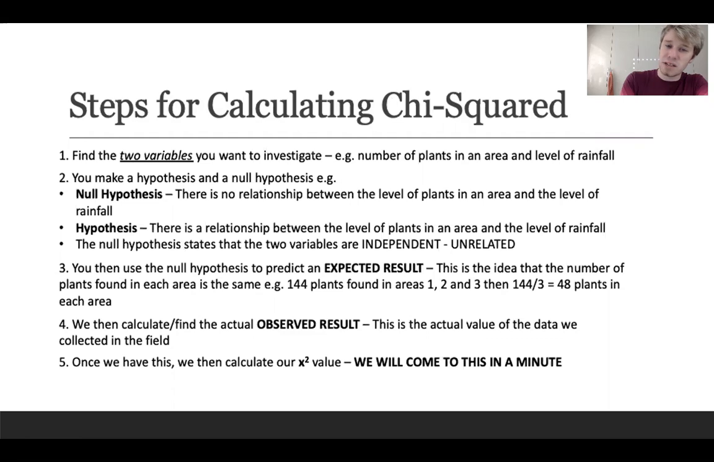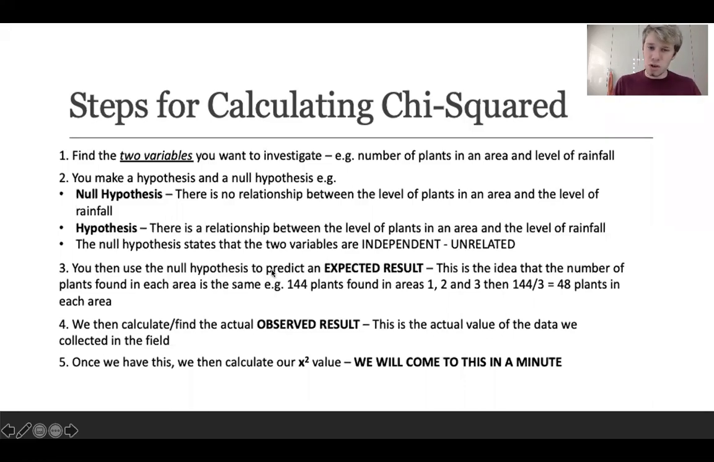Then you make a hypothesis and a null hypothesis. So your null would be there is no relationship between the 2 variables. Your hypothesis is going to be the opposite of your null, so there is a relationship between the 2 variables. Your null is going to state that the 2 variables are independent. So, you know, the level of plant growth and rainfall, the level of sunshine and the level of a suntan that somebody has, the idea that there is no relationship.